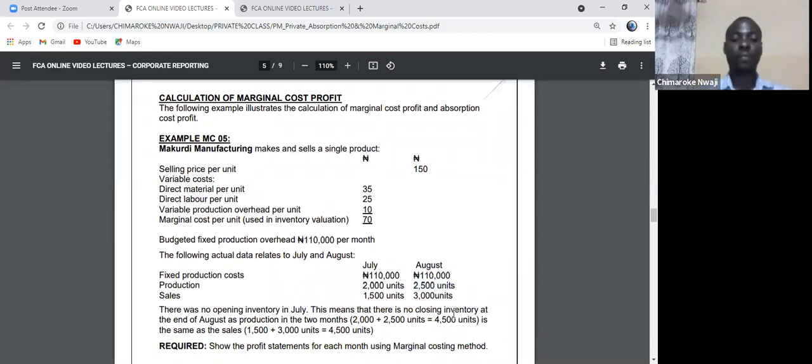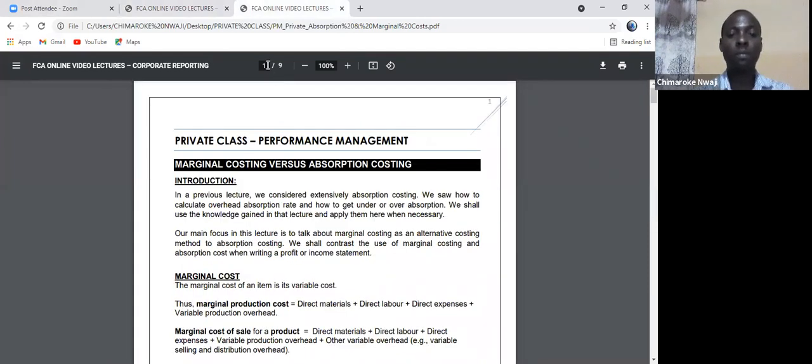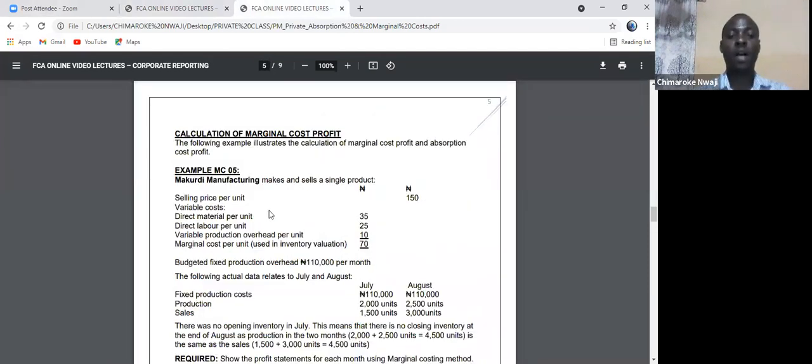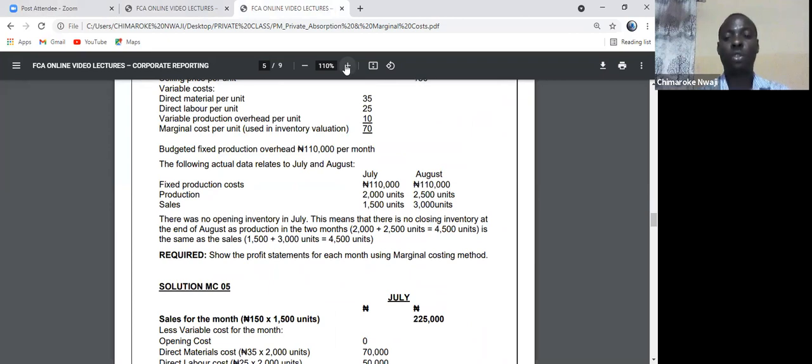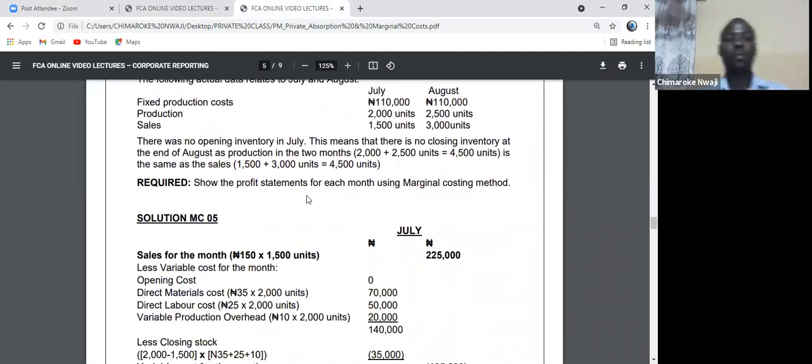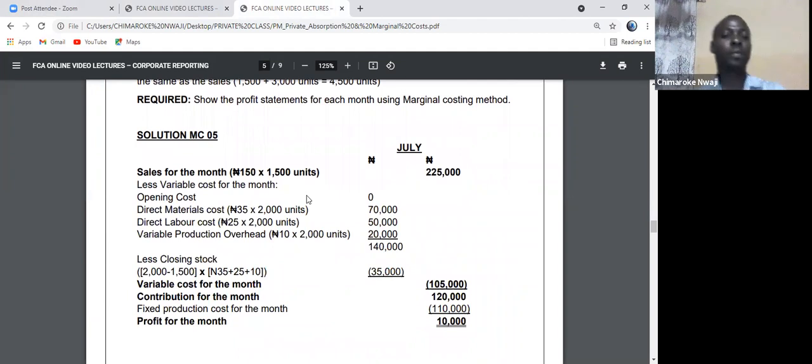Let's go. It says here, required: show the profit statement for each month using the marginal costing method. So we are going to show the profit for each month using the marginal costing method. Let's get to our solution. And here lies our solution.